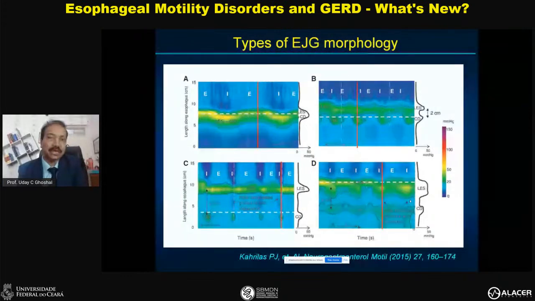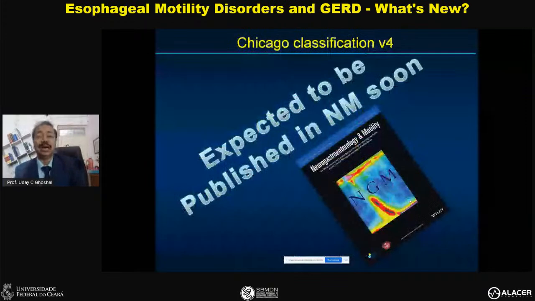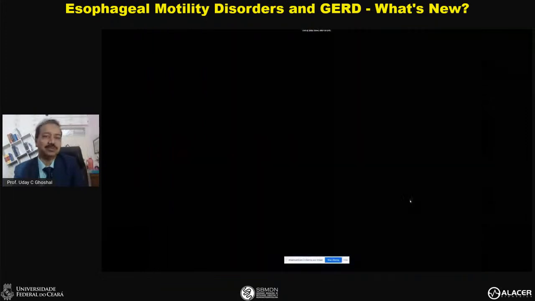Now, I was talking about Chicago 3 only. I did not refer to Chicago 4. Daniel Sifrim and I participated in the Chicago 4 classification, and it is expected to be published in Neurogastroenterology and Motility soon, but I did not talk about it because it is not yet published. It is embargoed.